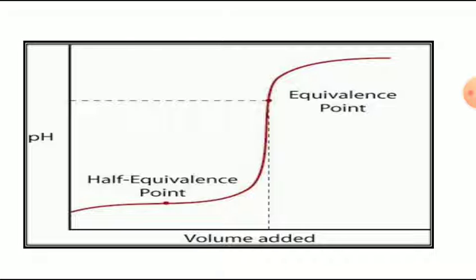See, such type of graph we will obtain, an S-shaped graph. On the x-axis there will be the volume of NaOH solution added, for example, and on the y-axis there will be pH. When we add the titrant solution from the burette, at the initial stage the half equivalence point comes.